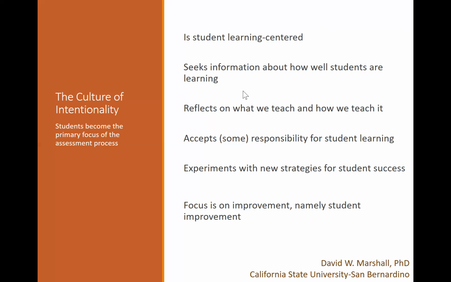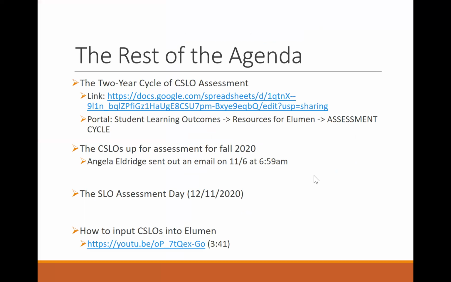Okay, let's go on. So how do we do this in West Hills College? There's a few components that we have to get used to and sort of get familiar with. So that's what we want to do here. The first thing is the 2-year assessment cycle. The link is right here. You do have the link in the chat box if you want to go there.